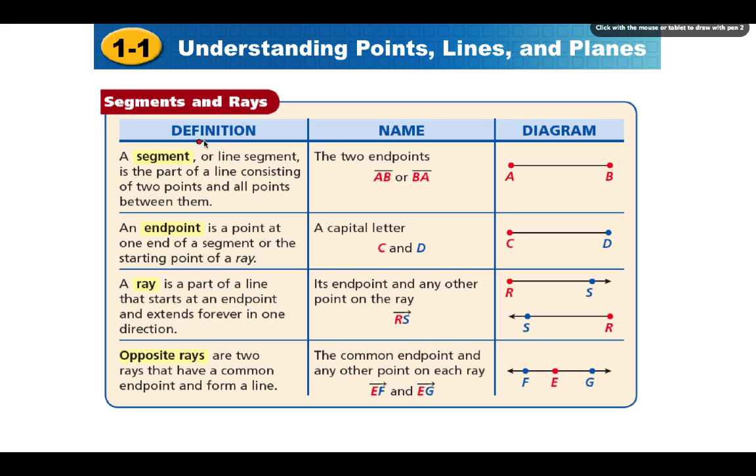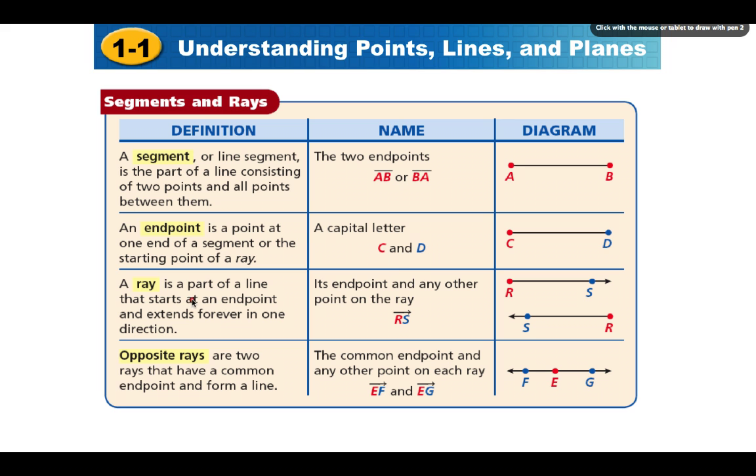This is actually definitions. I'm not going to read this definition, but this definition is describing this diagram. This is what we call a segment. The way that we can name this segment is right here, AB or BA. Notice that on top of the 2 capital letters, there's no arrows, because now it's representing a segment, not a line. This is the definition of endpoint. If you look at this diagram, C and D are endpoints.